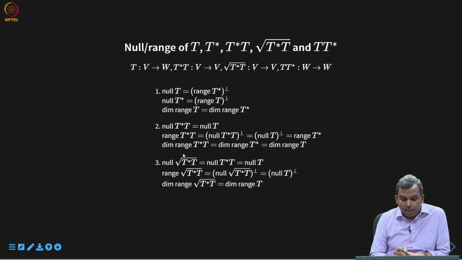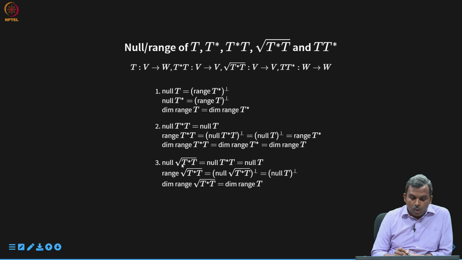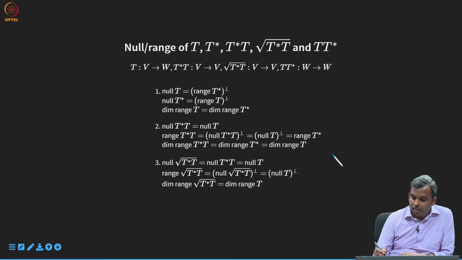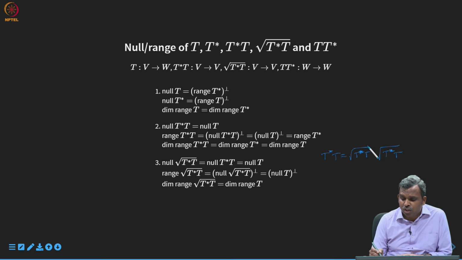Let's go to the third one, which talks about square root of T star T. So now if you look at the square root of T star T, how do you sort of see this? So you see that T star T equals square root of T star T times square root of T star T. Now all these are self-adjoint, right? So these two are both self-adjoint.